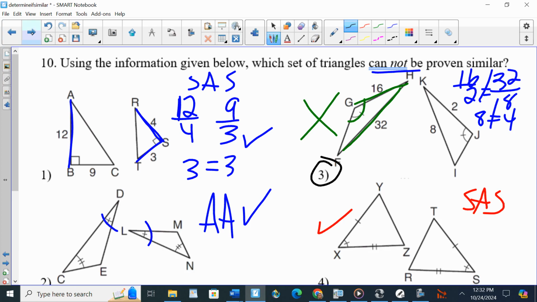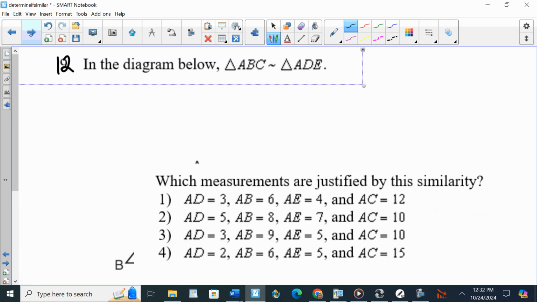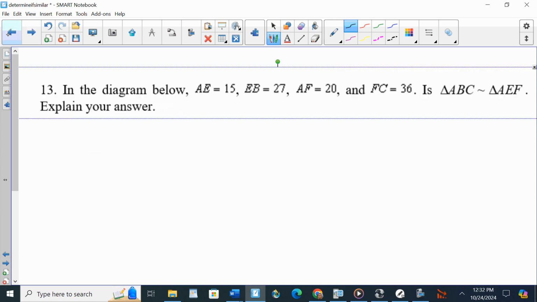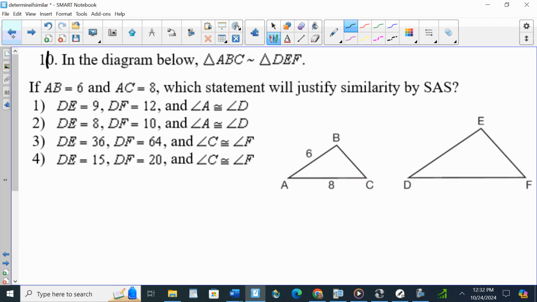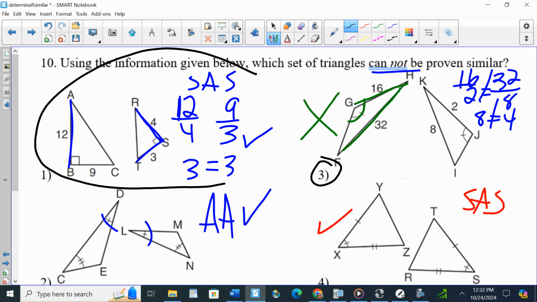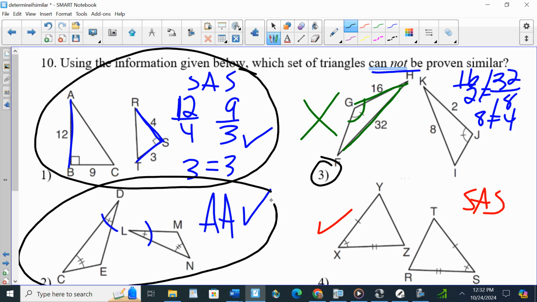You may need to separate your triangles and go through each choice and see what works. But basically, the concept is that to determine if triangles are similar, there's 3 methods. We have SSS, 3 pairs of sides are in proportion. SAS, 2 pairs of sides are in proportion and the angles between them are congruent. And AA, 2 pairs of angles are congruent.